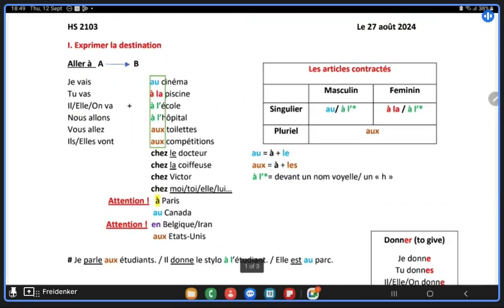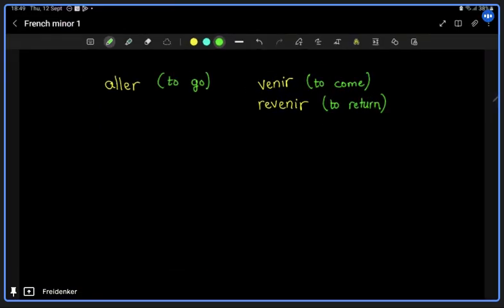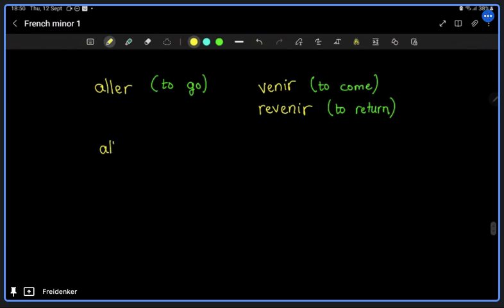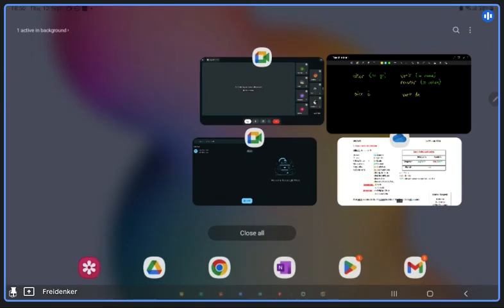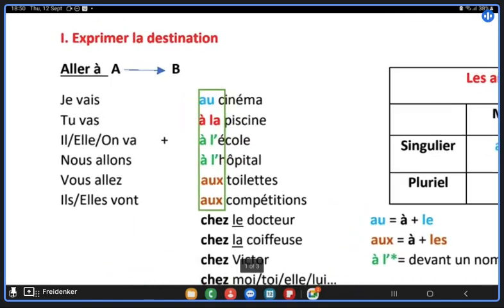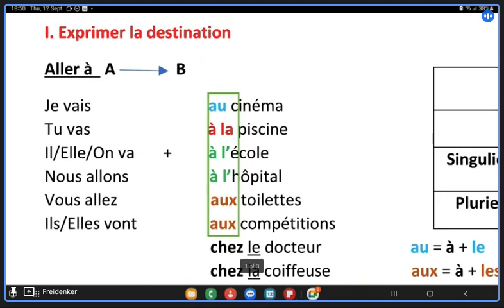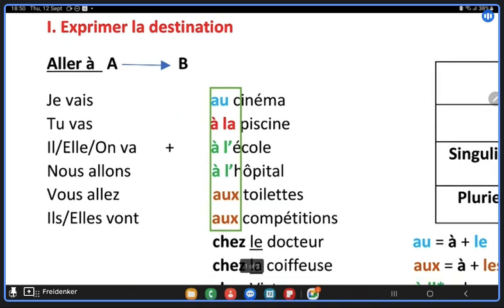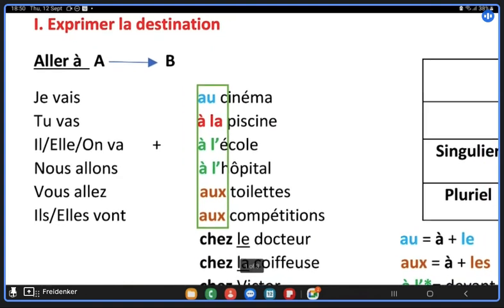Nice. Now, how do I tell I'm coming from somewhere or I'm going to somewhere? Now we'll be using these two constructions. Aller à means to go to, and venir de means to come from. That is what is given here in the same thing. I don't have to write it once again. So first we'll look at aller. It means to go to. Exprimer is an ER verb. It means to express. Exprimer la destination. To express the destination wherever you're going to. So A to B. You want to go from A to B. How do I say that?